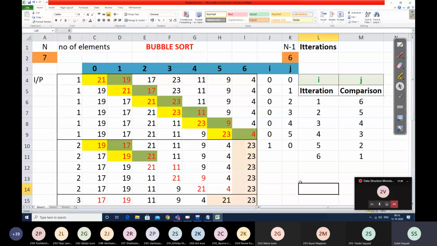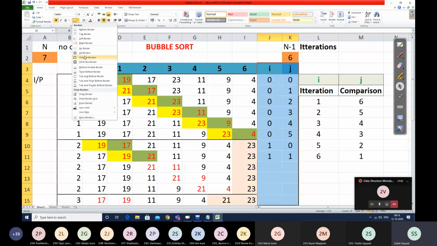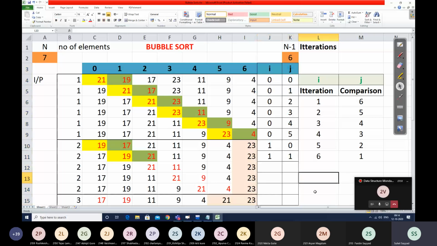But my dear students, let us understand that in the next iteration, j should reduce. Initially the allowed values for j went up to 6. Next time it is 5, then 4, then 3, then 2, and then 1. So whatever for loop we have written in this logic, this will not get reduced. It will every time do 6 comparisons, correct? Because if n is 7, 7 minus 1 is 6.